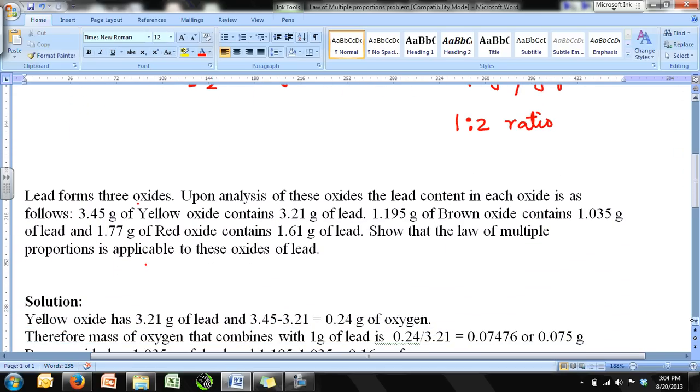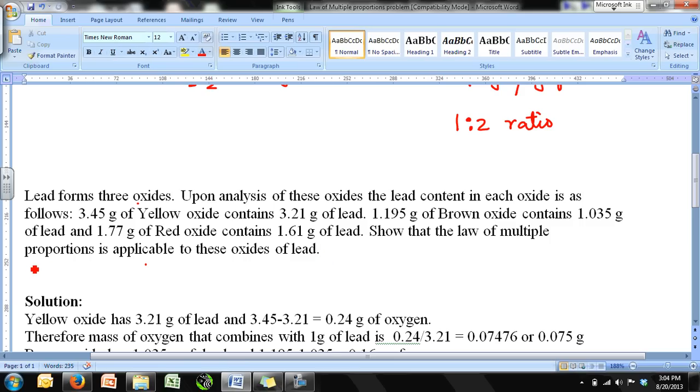This practice problem says, lead forms 3 oxides. Upon analysis of these oxides, the lead content in each oxide is as follows. 3.45 grams of yellow oxide contains 3.21 grams of lead, 1.195 grams of brown oxide contains 1.035 grams of lead, and 1.77 grams of red oxide contains 1.61 grams of lead. Show that the law of multiple proportions is applicable to these oxides of lead.